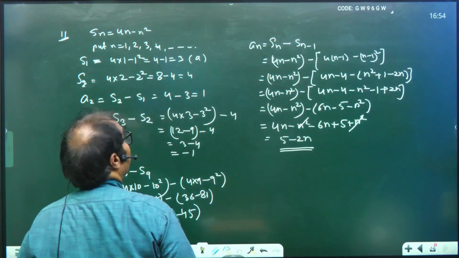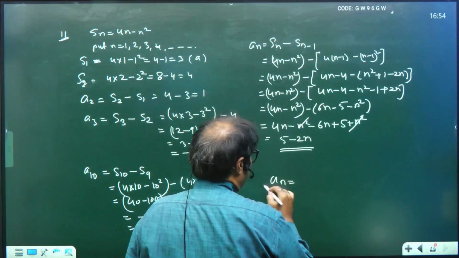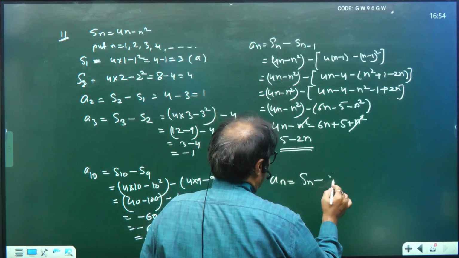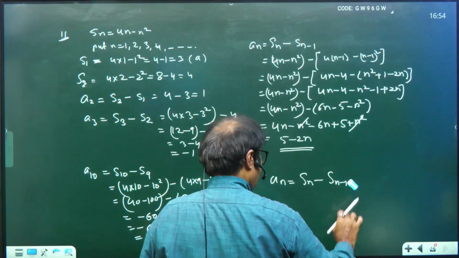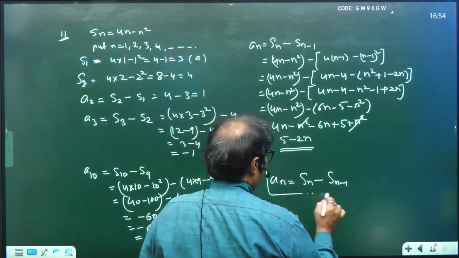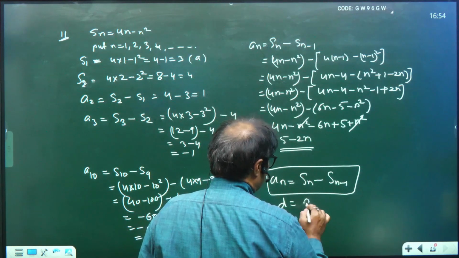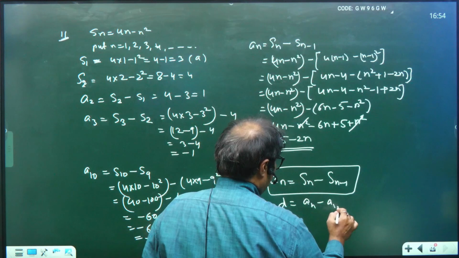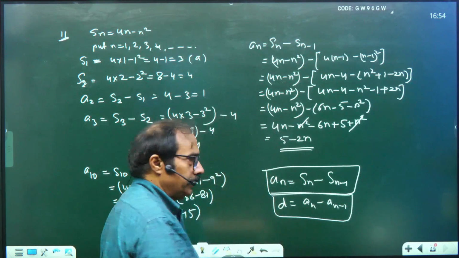It means we got the new formula. To find the an term, Sn minus Sn minus 1, that is equal to the an term, right? And common difference is equal to, what is the common difference? An minus An minus 1. This is the formula of common difference, right?